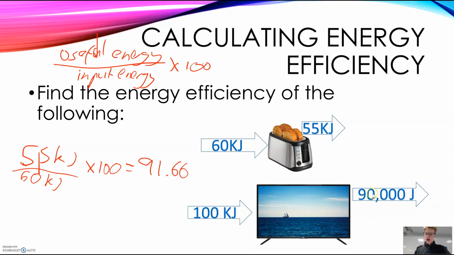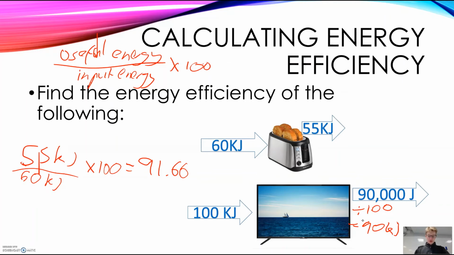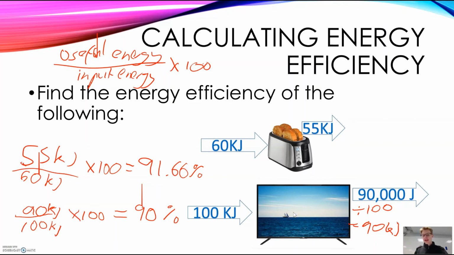Now, if we look here at the flat screen TV, we've actually got 2 different sets of units here. The output here is in joules instead of kilojoules. So we need to actually convert this down. We need to divide this by 1,000. And we get 90 kilojoules. All right, whoops. So if we do the calculations here, there we go. We got 90%. This TV is 90% energy efficient.